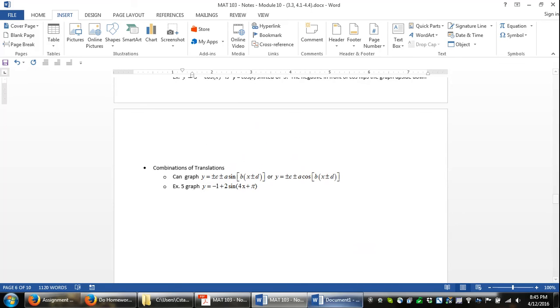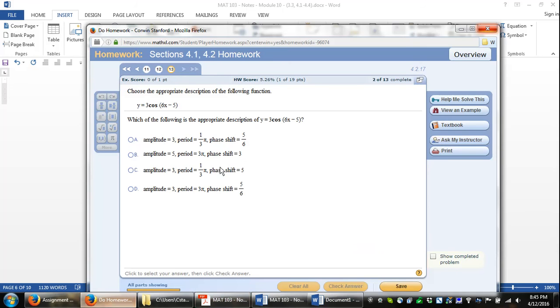Let's see if we can do one. So, these are nice. It gives you some choices. Choose the appropriate description of the following function: y equals 3 cosine of 4x minus 7. First, I would identify the amplitude, because that's the easiest one. Amplitude is 3. So choice C is out. It could be any of these other ones, A, B, or D.